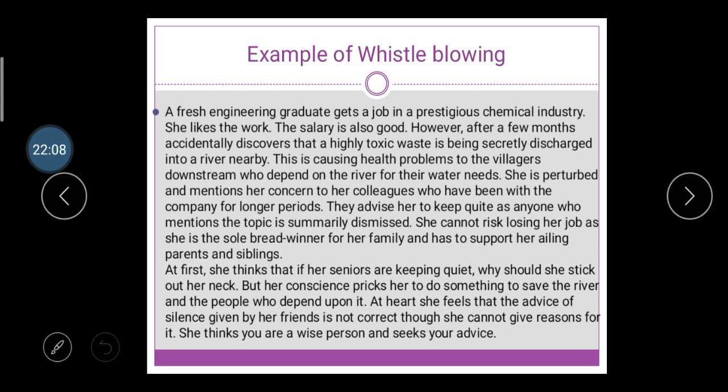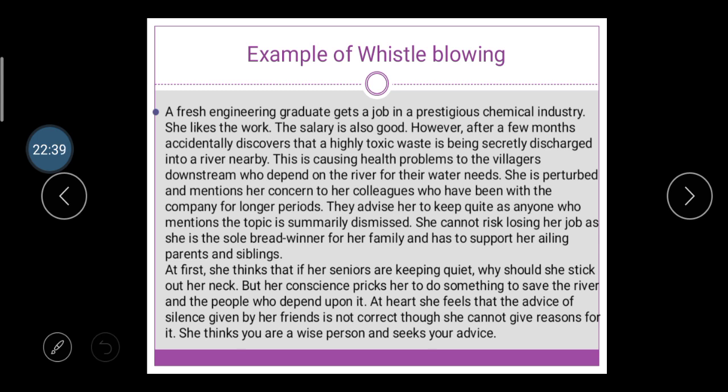This waste is causing water pollution, and water is a basic need for human beings. So she decides to mention her concern to her colleagues who have been with the company for a longer period. She informed her colleagues that this type of thing is being done by our company, and this is not ethical, this is an illegal practice.